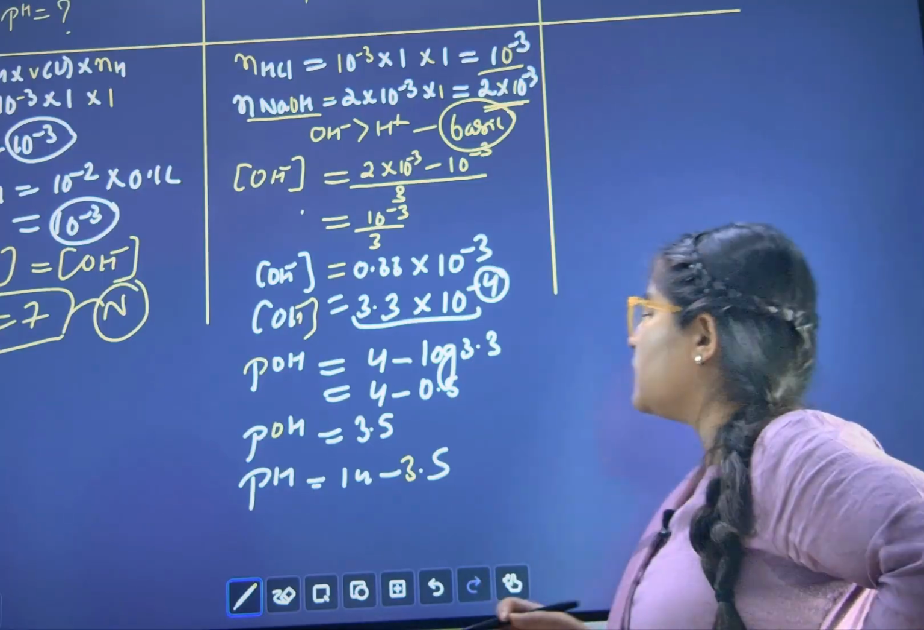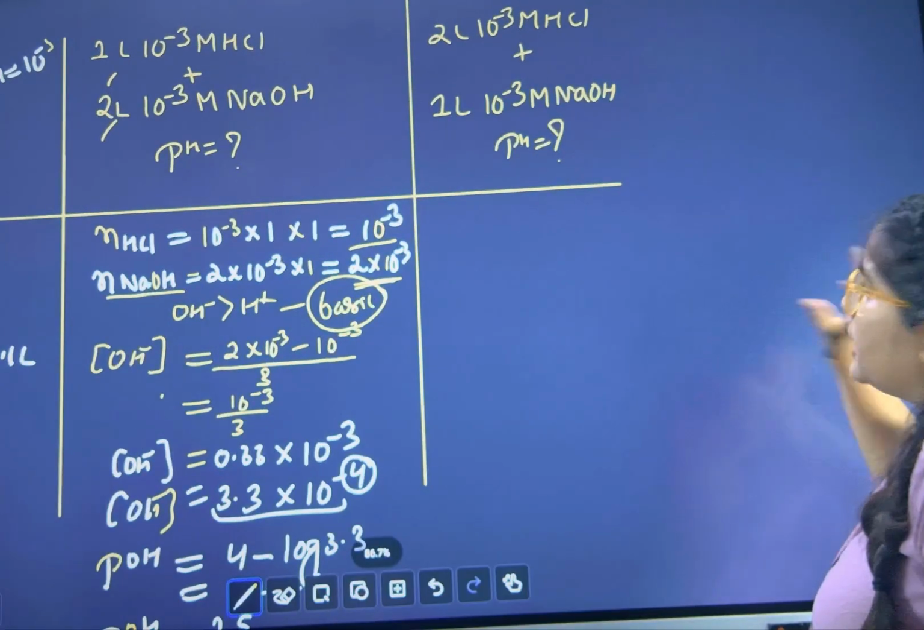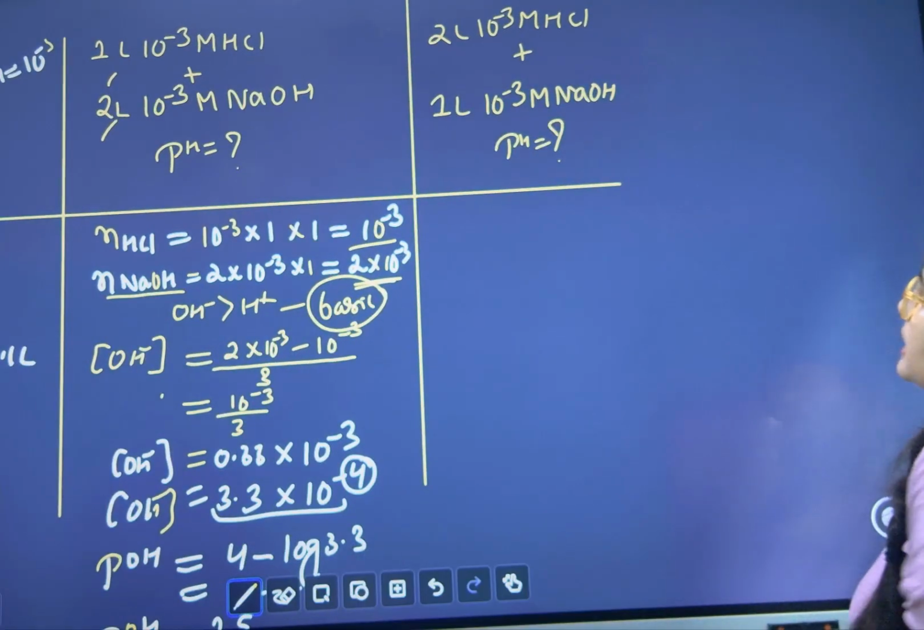Now let us solve the third case. Do the calculation and all by your own. My entire aim is to teach you how to solve. Let us see the next question.